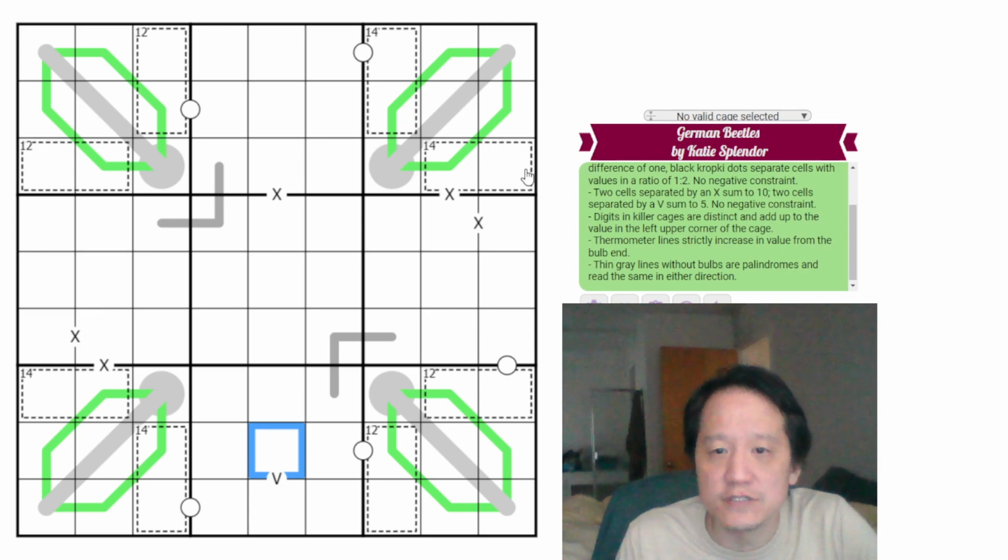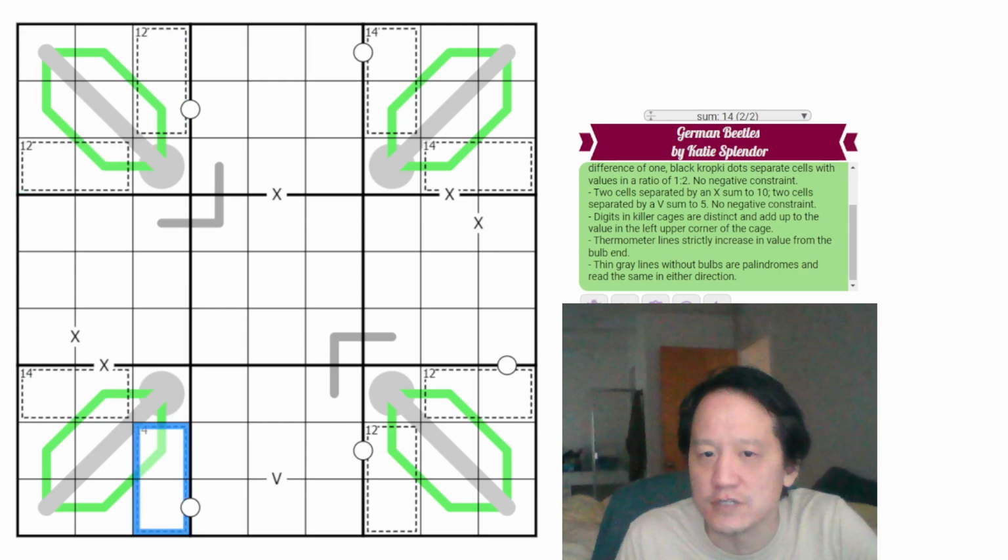Digits in killer cages are distinct and add up to the value in the upper left corner of the cage. So that means these two digits have to add up to 14, these two digits have to add up to 14, these add up to 12, 12, 14, 14, etc., etc.